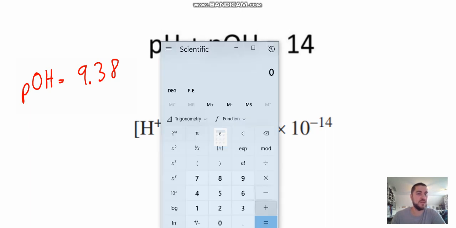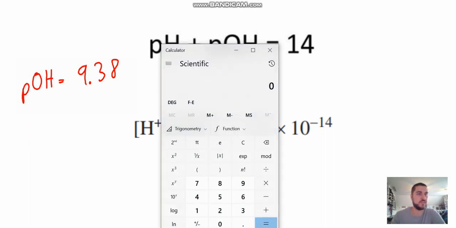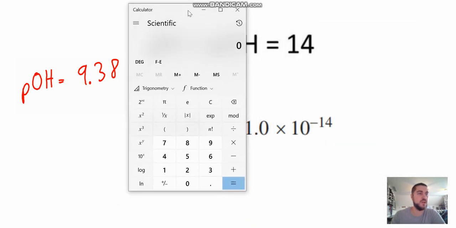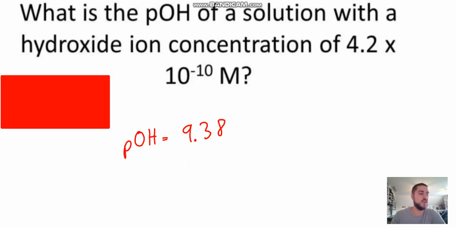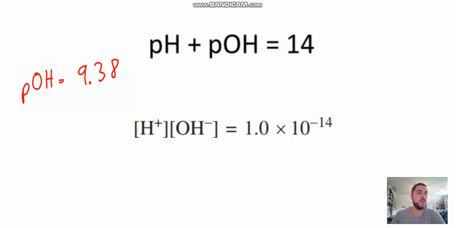So if we get our calculator out again and punch in some of these numbers, we will take 14 minus 9.38. We can see that in the previous problem, the pH was actually 4.62. So the last one, with this pOH and a pH of 4.62, would actually have been an acidic compound. So you have to be very careful. It's pretty simple to use, though. You just have to know how to plug it in your calculator and realize that pH plus pOH equals 14.